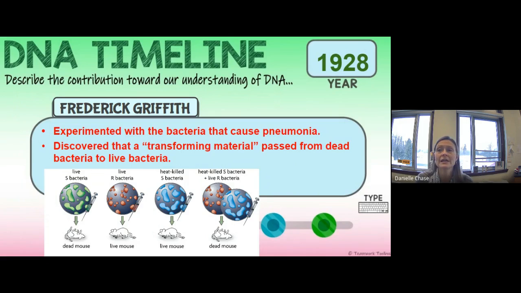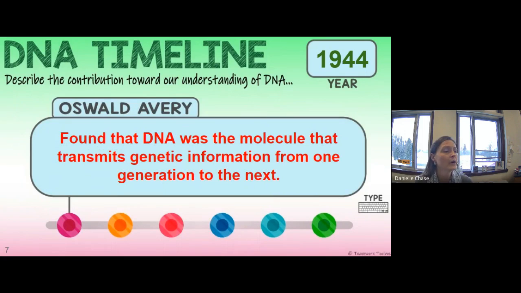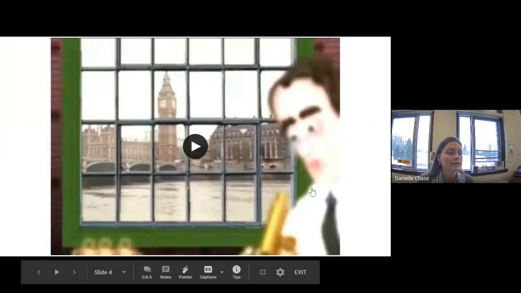And then when he looked at the mice, at the blood and the bacteria that they had, he noticed that these bacteria were the harmful kind again, even though they were dead initially when he injected them. So he found that to be very interesting, and he thought that something had to pass from those dead, bad bacteria into the live ones. And then in 1944, Oswald Avery did some more experiments, and summarizing really quick, he found that the DNA was the molecule that transmits genetic information from one generation to the next. So this video will summarize both of those gentlemen, what they did.